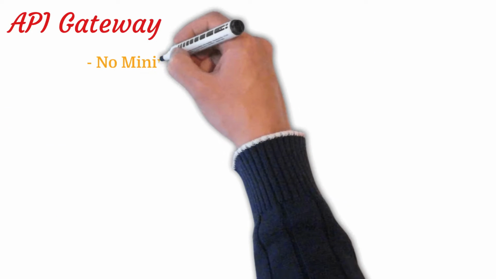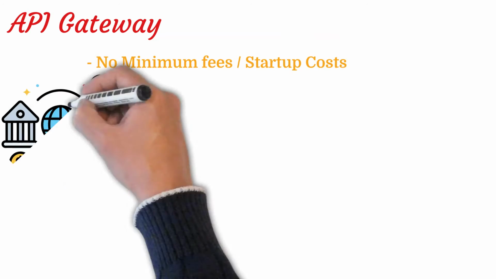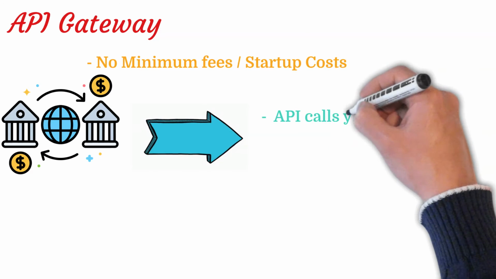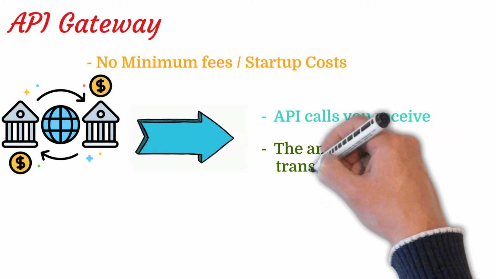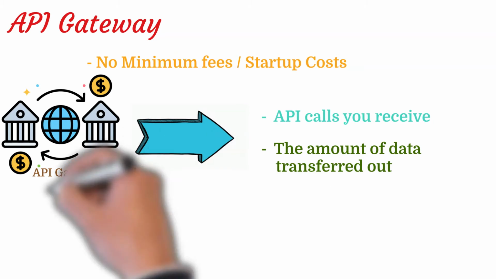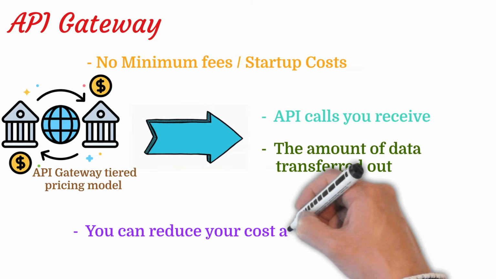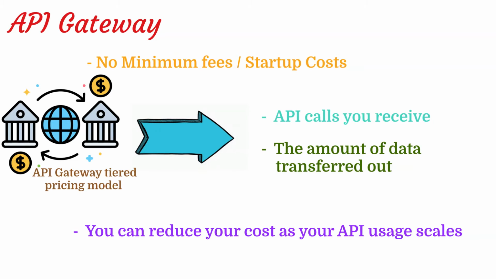API Gateway has no minimum fees or startup costs. You pay for the API calls you receive and the amount of data transferred out, and, with the API Gateway tiered pricing model, you can reduce your cost as your API usage scales.